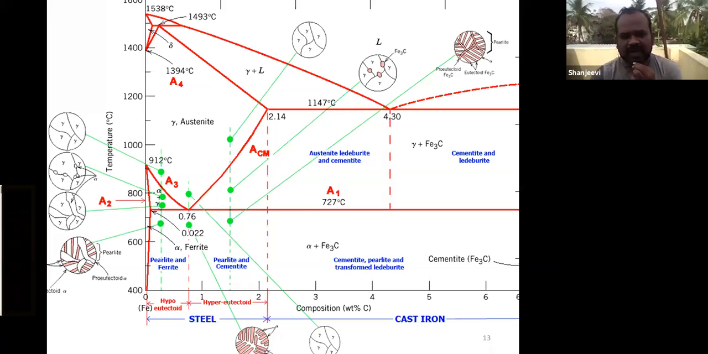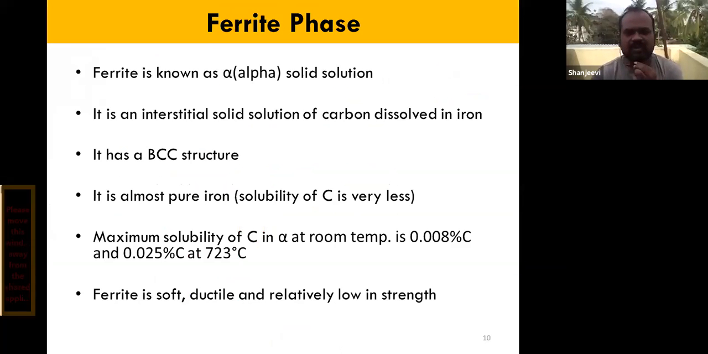First of all, I will say the phases, because I am completely focusing on the gamma phase, delta phase or alpha phase. You have to remember, as I already said before, that the maximum solubility of carbon in ferrite ranges from 0.008 to 0.025 percent. That is almost less than 0.1 percent. So this is the ferrite category. Due to less carbon, ferrite is a soft material. Soft metal means it is automatically ductile and relatively very low in strength.